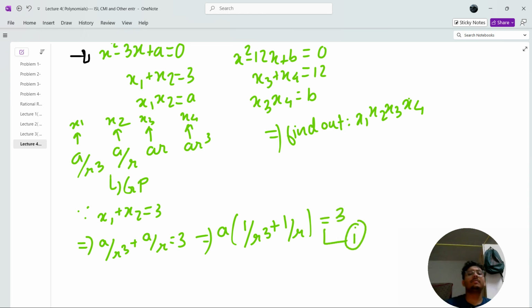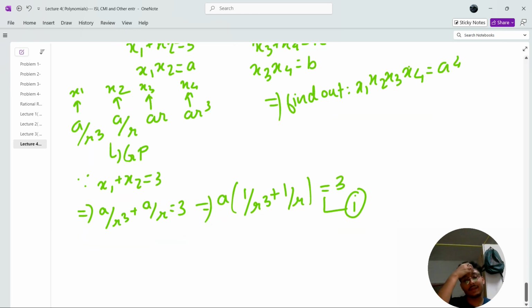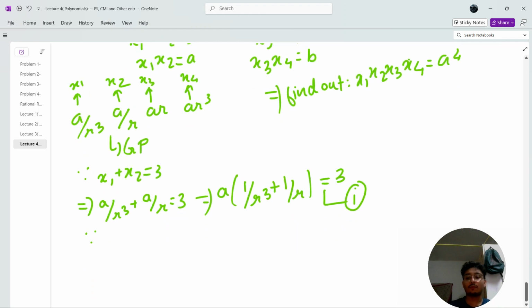One thing which is noticeable is if I multiply my x1, x2, x3 and x4 here, all the r's get cancelled and I'm left with only one term, which is a to the power 4. Interesting. So what we generally need, we just need to find out the value of a. So since x3 plus x4 is 12, x3 plus x4 is 12.